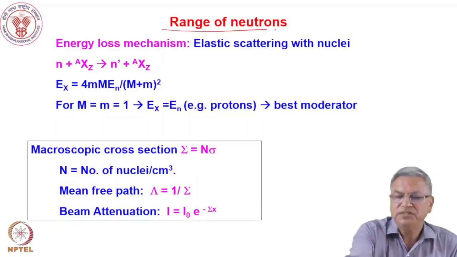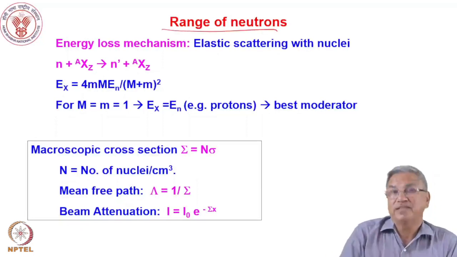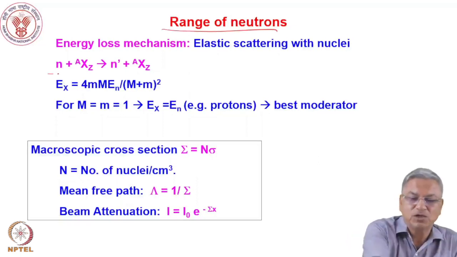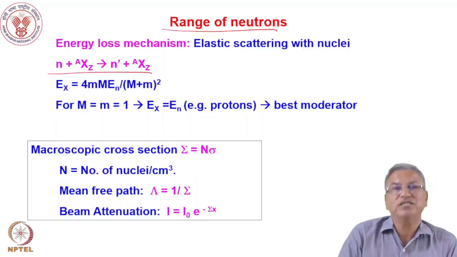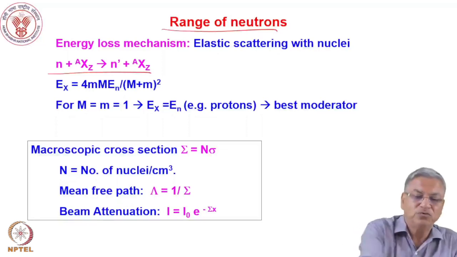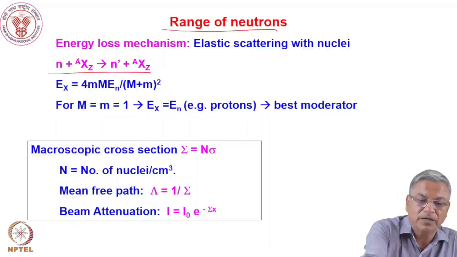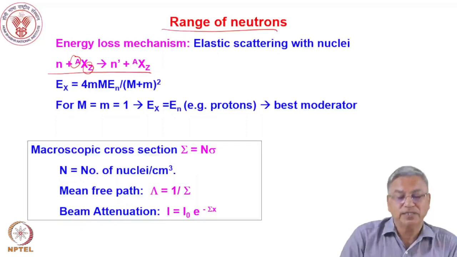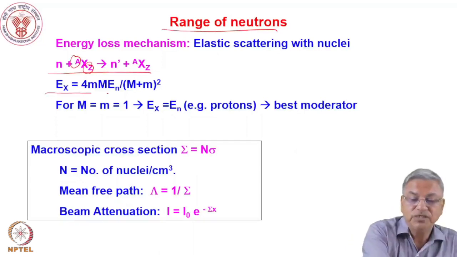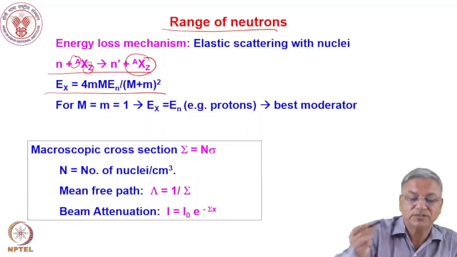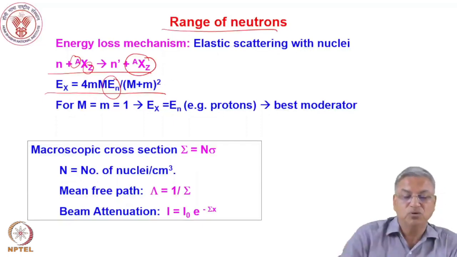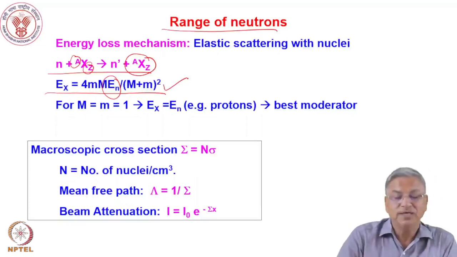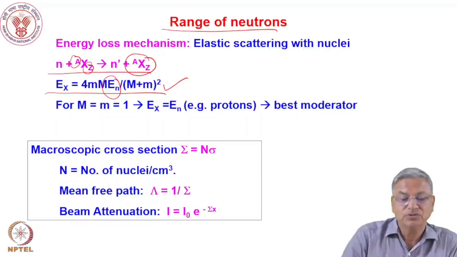And what is the range, how much distance can neutrons travel, since they are neutral particles? The energy loss mechanism is initially only by elastic scattering or inelastic scattering. If a neutron is colliding with a nucleus of mass number A, atomic number Z, you can set up the kinematics, like we did in the case of heavy charged particles and electrons. The energy received by the recoil nucleus will be 4Mm upon (M plus m) square times the energy of the incident neutron. This is the same formula we derived for the heavy charged particles. So the same thing applies here.